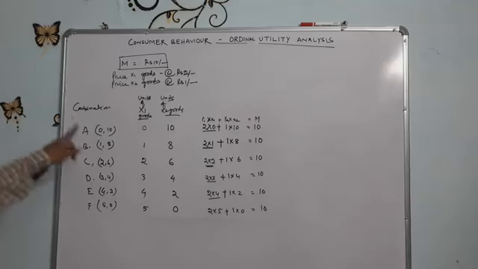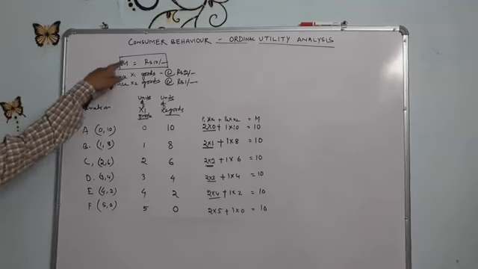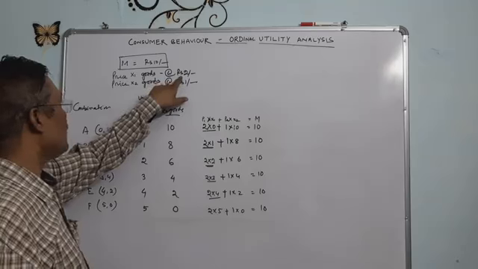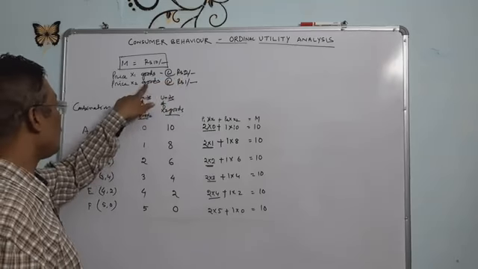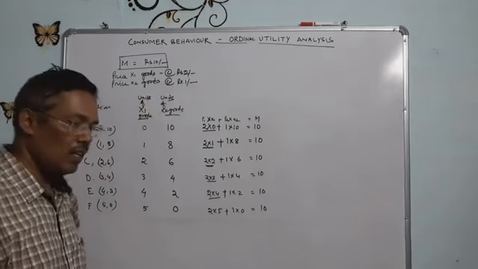These are the combinations or the bundles of goods when a consumer spends rupees 10 and the price of good x1 is rupees 2 and good x2 is rupee 1, then he will spend accordingly.